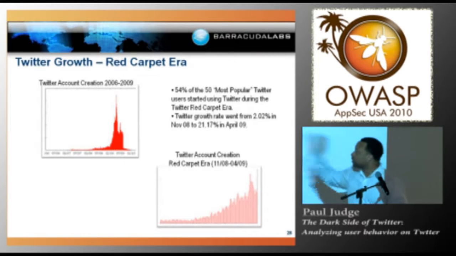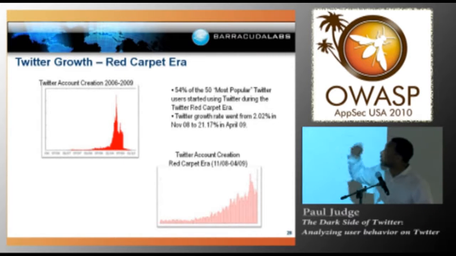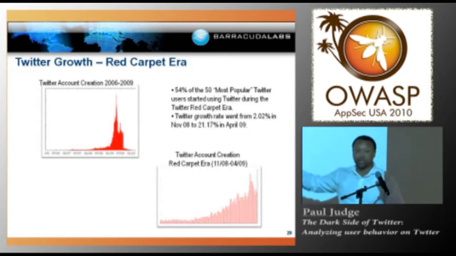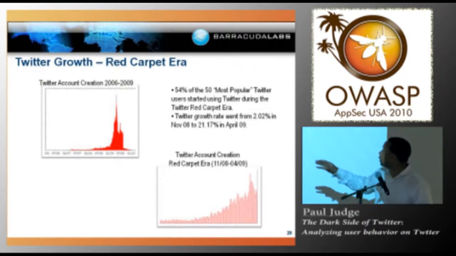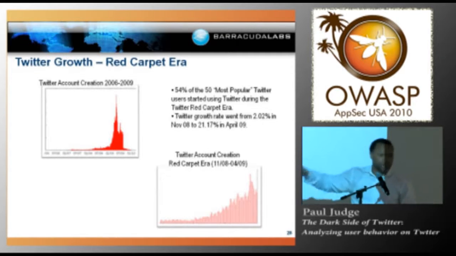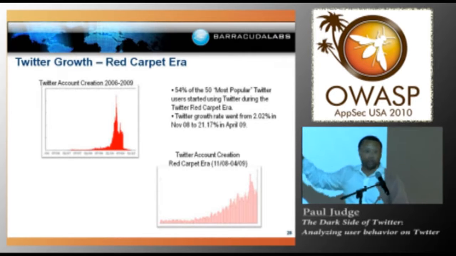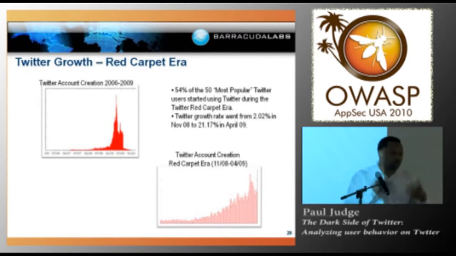And so what you see in the top left here is the account creation relative to the beginning of the network, since 2006. And you see the spike at this time period, the end of 2008 to the beginning of 2009. You see the user growth increase rapidly. Well, what happened there is this point in time that we call the red carpet era. Basically, all the celebrities came.